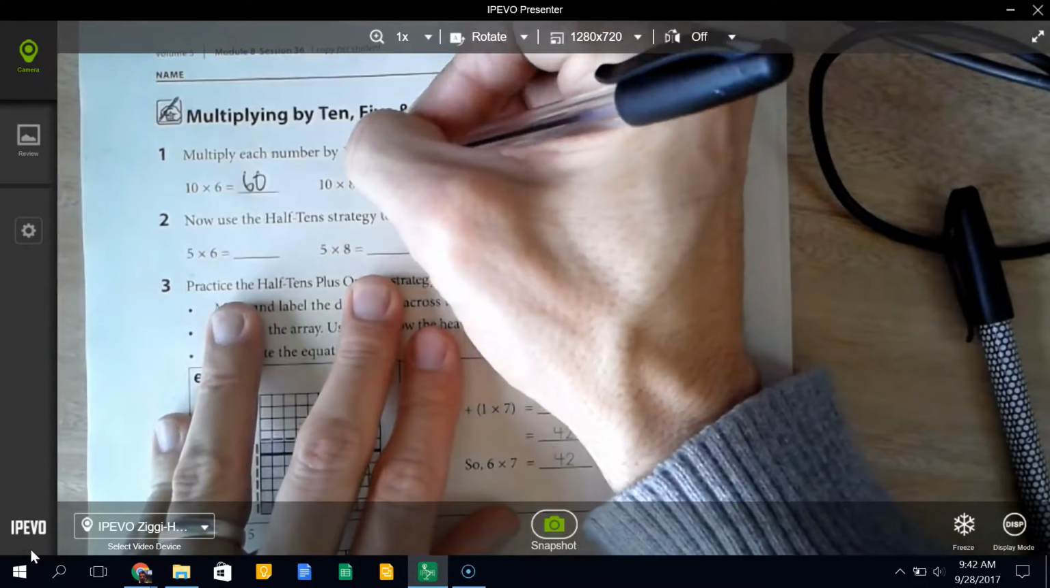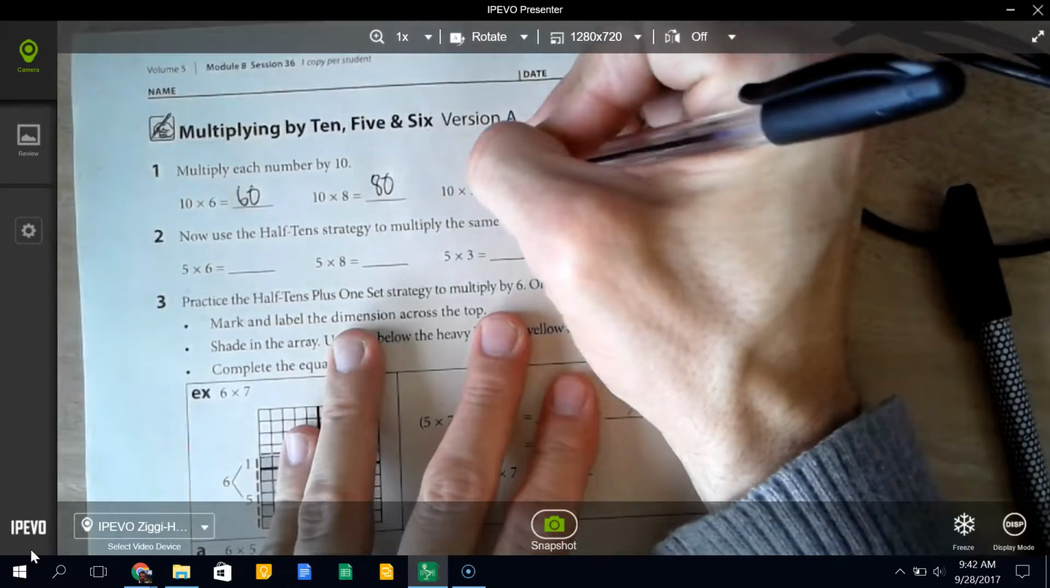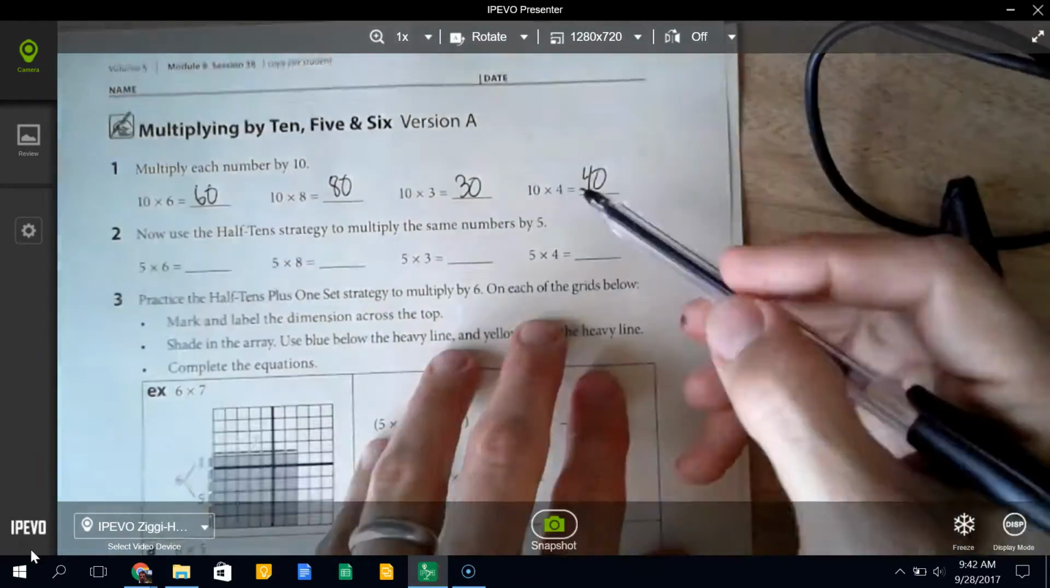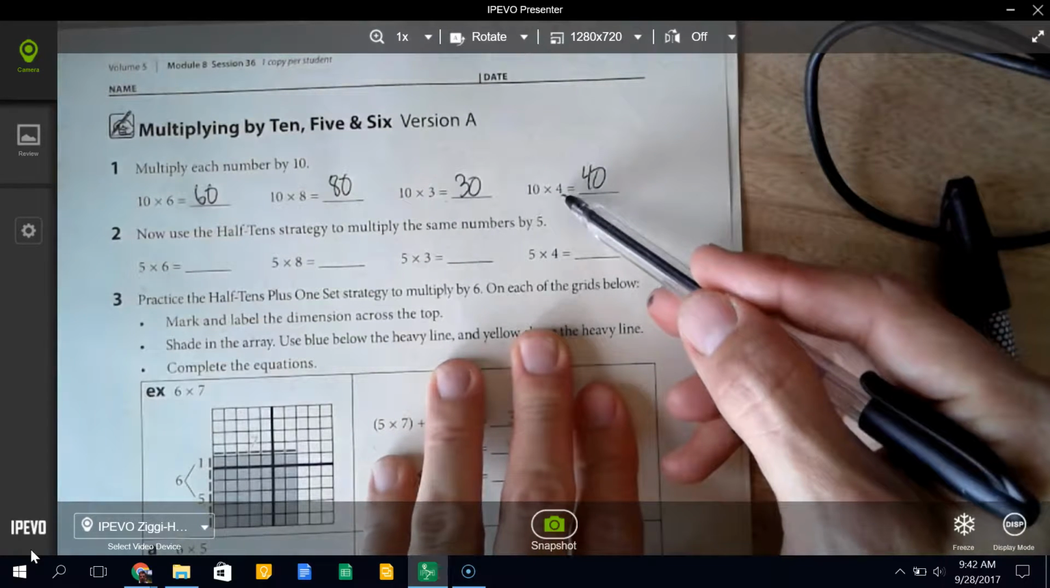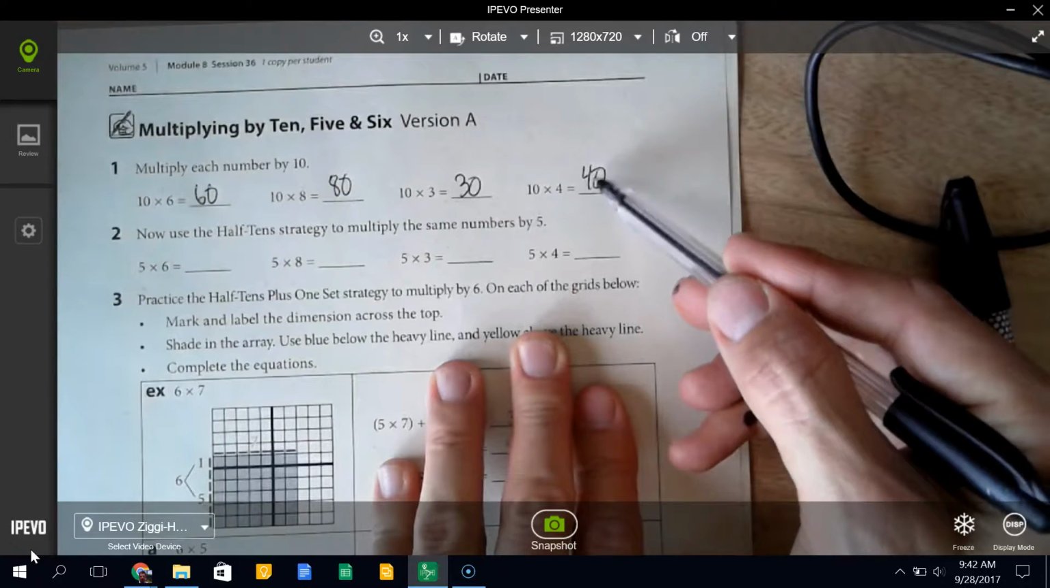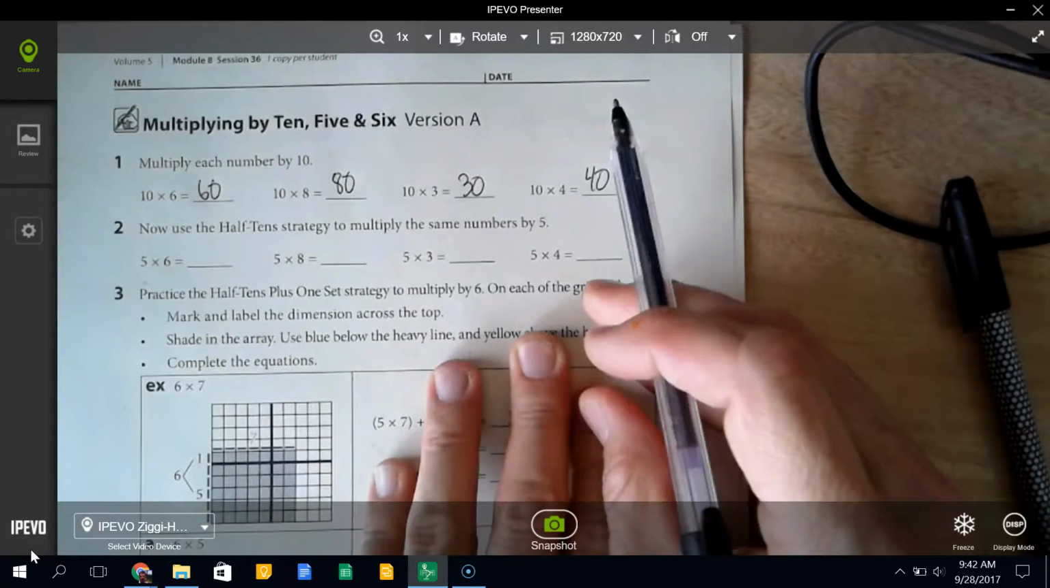10 times 8 is 80. 10 times 3 is 30. 10 times 4 is 40. So we're not adding a 0. The digit is moving down one spot to the left into the tens, and now we have a 0 in the ones place. So we're not adding a 0.